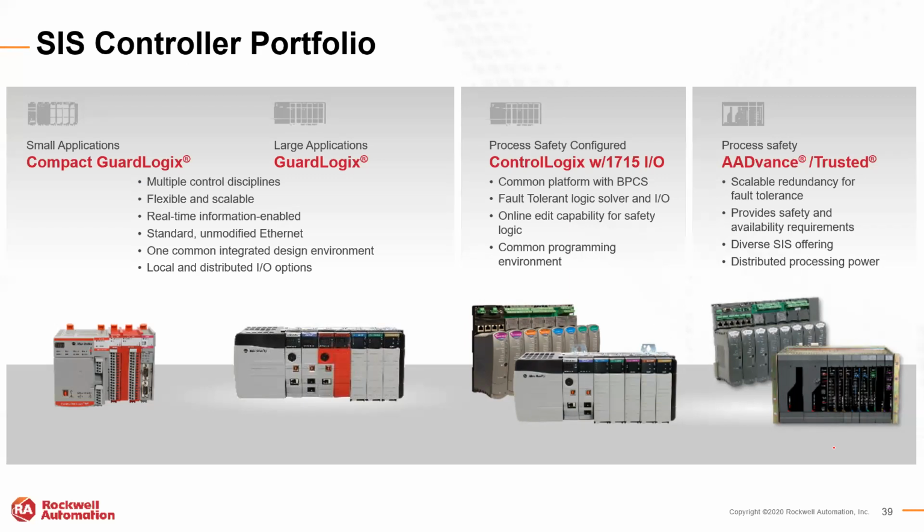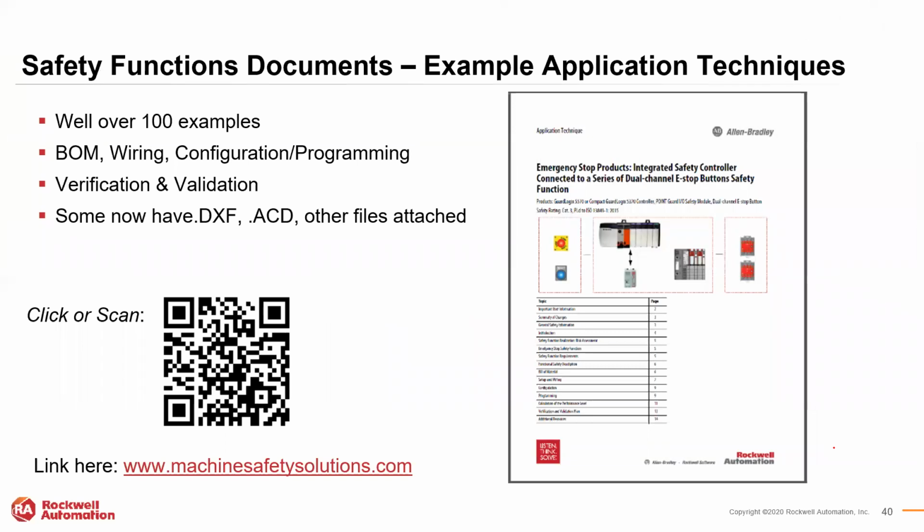ControlLogix can be used with the 1715 I/O to deliver up to a SIL 2 capability. And then of course, through our partner Sensia, you have the advanced and trusted systems that can be delivered there. So Eric, you want to grab the last part there? Certainly, happy to. Just want to point out a landing page and some great tools and resources we have.